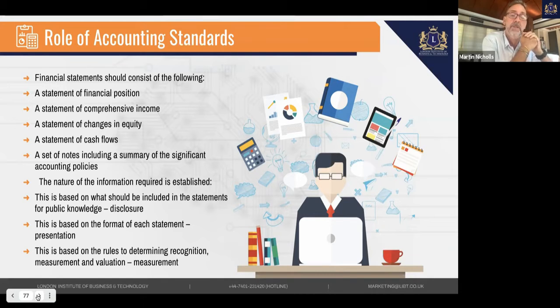It needs to be based on the rules determining recognition, measurement, and valuation. So this is all about measuring a business. This is all about understanding a business, but also this is all about reporting a business to the authorities that need to be reported to.